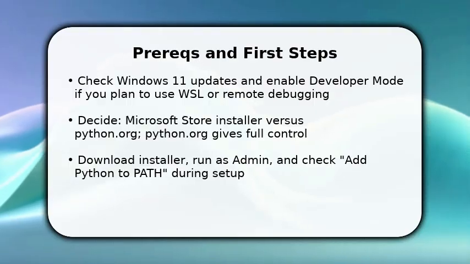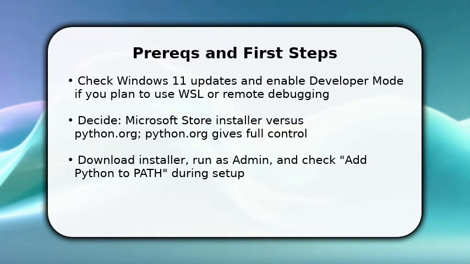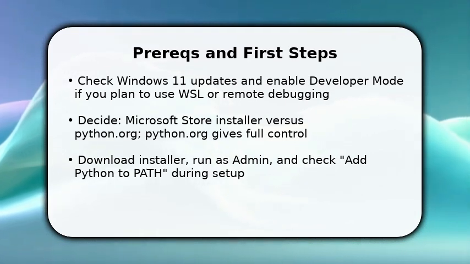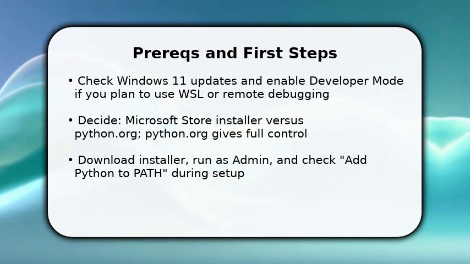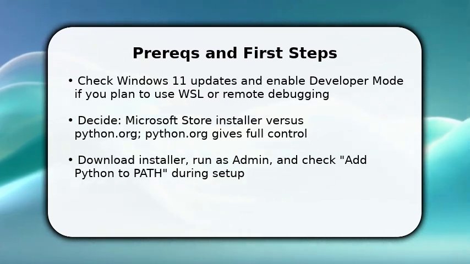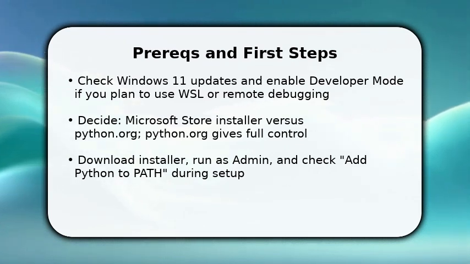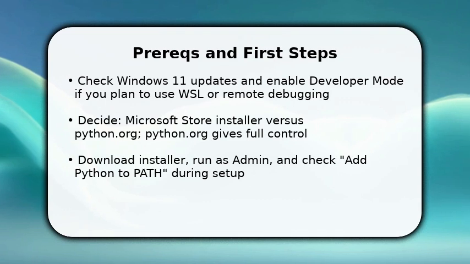You start by preparing Windows 11, make sure updates are applied, and developer mode is enabled if you will use advanced features. Next, choose your installer. The Microsoft Store is quick but Python.org gives full control, pick Python.org for consistency. Run the installer as administrator and critically check Add Python to PATH before you click Install.